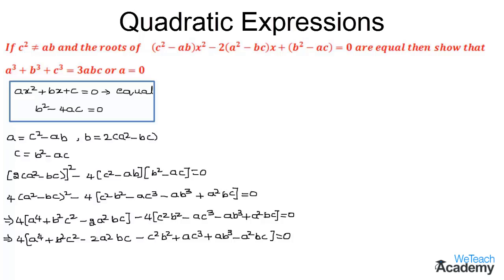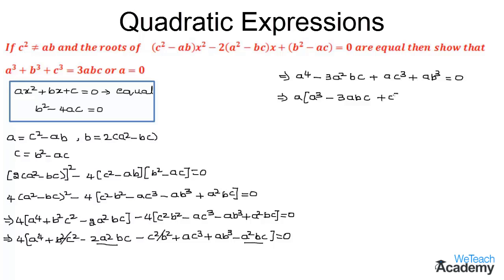Here we can cancel the terms b square c square and c square b square as they have opposite signs, and if we transfer 4 to the other side it becomes 0. We get a power 4, and by adding minus 2a square bc and minus a square bc we get minus 3a square bc plus ac cube plus ab cube is equal to 0. Now let us take a as a common factor from this equation. So we get a into a cube minus 3abc plus c cube plus b cube is equal to 0.